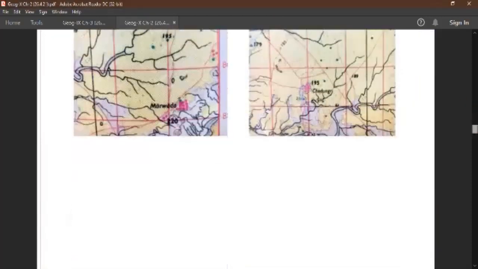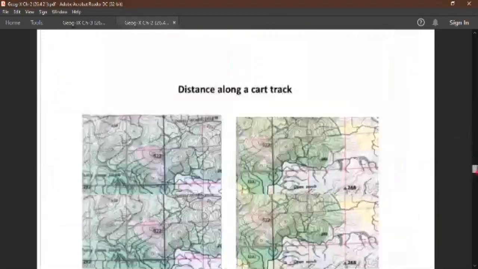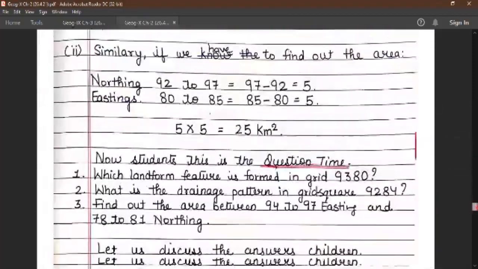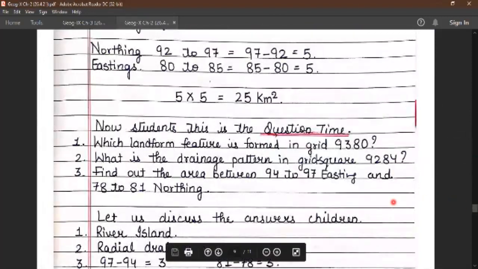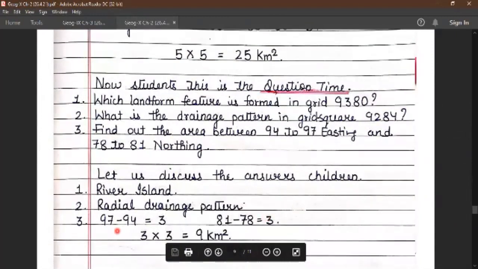Your third question was the area between 94 to 97 eastings and 78 to 81 northings. So for that, 97 minus 94 will be 3. 81 minus 78, again 3. Now 3 multiplied by 3 and we get the answer as 9 kilometer squares. I hope you understand this topic.